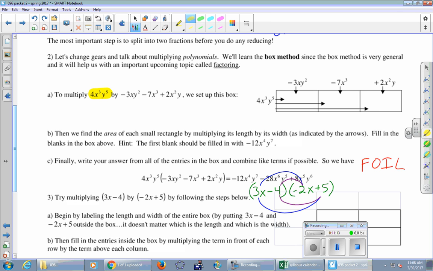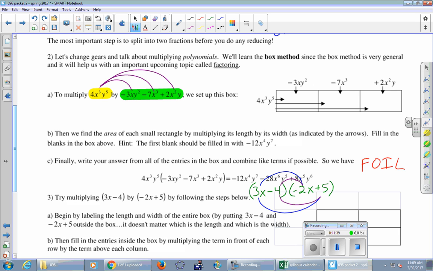Multiply this 4x to the third y to the fifth by this negative 3xy squared minus 7x cubed plus 2x squared y. Again, you already know how to do this. This is just a single distributive property, right? But you could all write down the answer right now, but just work with me here. We'll take our time. We're going to set up the following box. We're going to take that single term in yellow, 4x to the third y to the fifth, and we'll put it on the outside, the far left of this box.